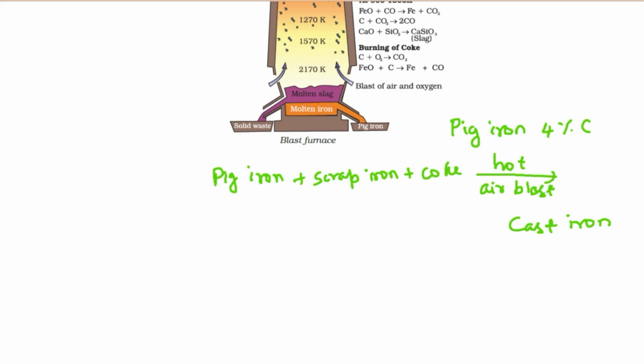The purest form of iron is wrought iron. It is obtained by heating hematite with carbon in a reverberatory furnace.